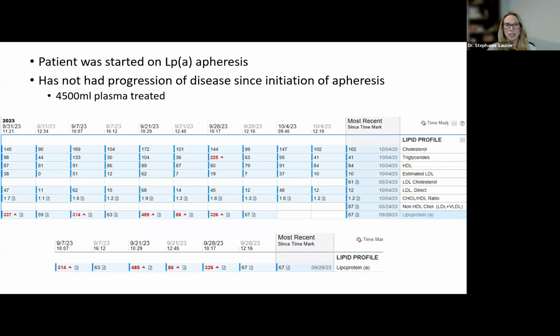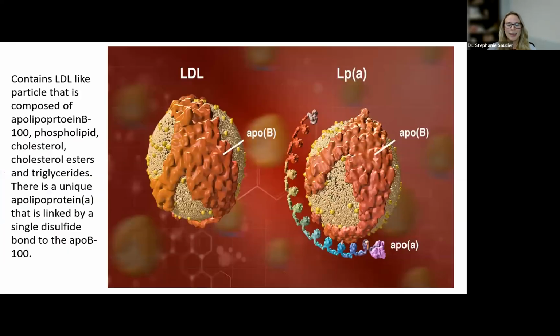So I like to illustrate this as a patient who's had quite significant and progressive premature coronary disease that we've been able to stabilize with a combination of therapies that we're going to talk a little bit more about tonight. But let's start with just what is lipoprotein A, or Lp(a), as I'll commonly refer to it throughout the talk tonight.